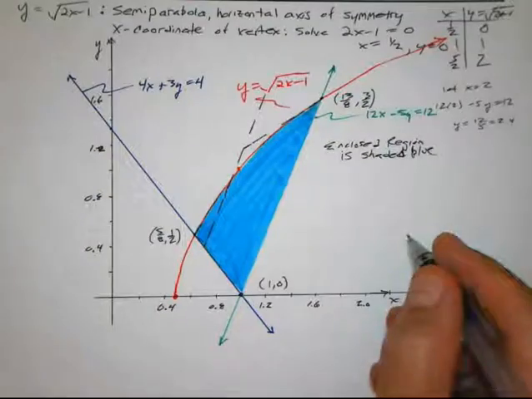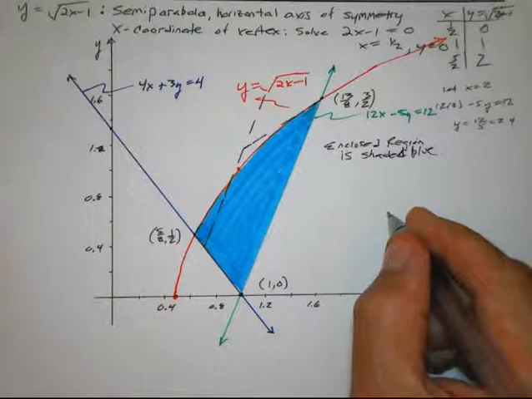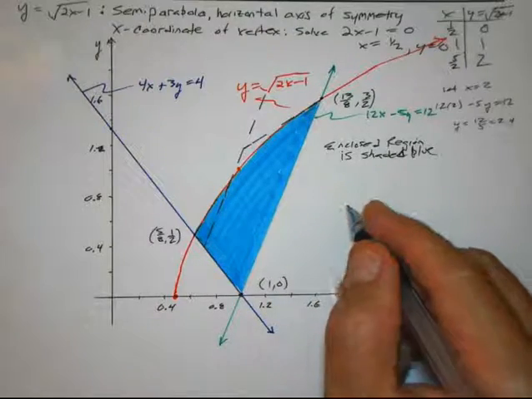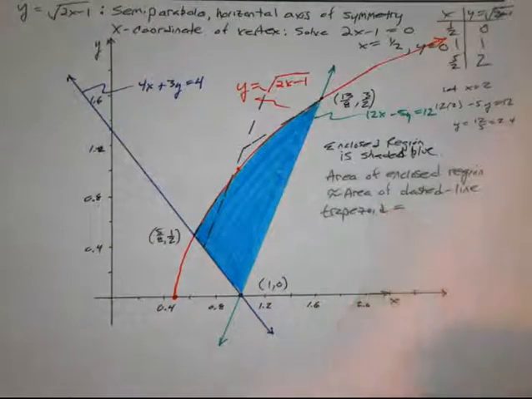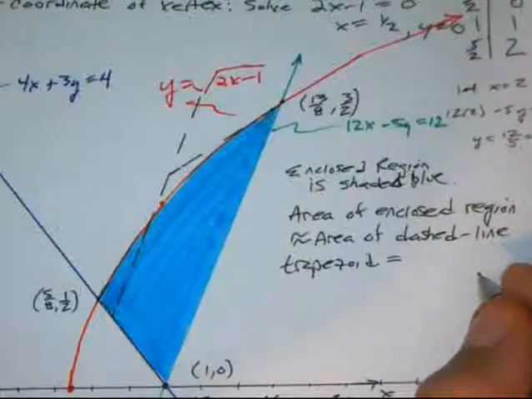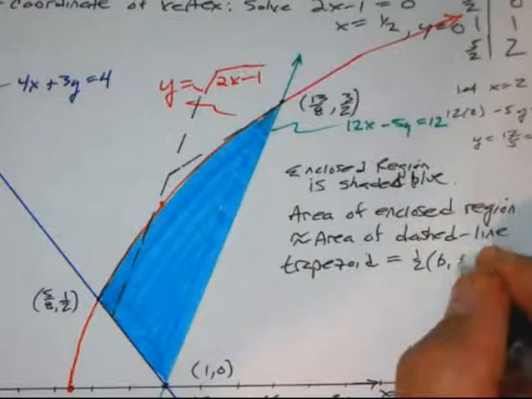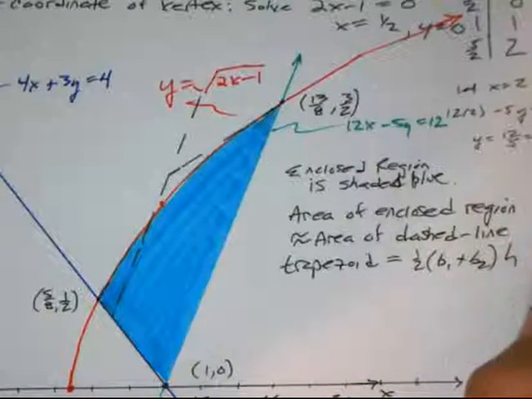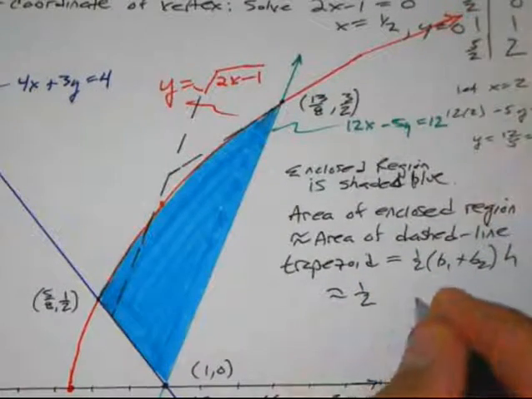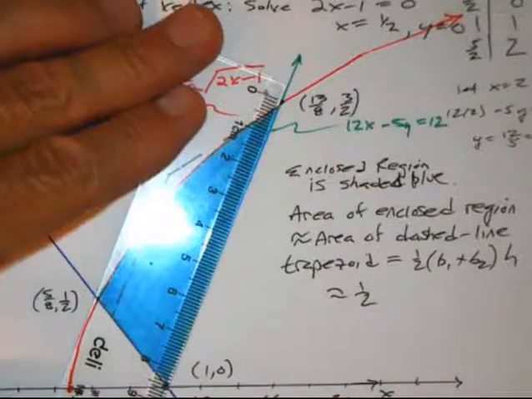Okay, so now we can make the claim that the area of the enclosed region is approximately equal to the area of this dashed trapezoid. And a trapezoid, a good geometric shape to memorize its area formula for. Easy to remember, average base times height, so 1/2 (b1 plus b2) times h, and that is about equal here to 1/2 times, okay, let's see, b1, call it right here.